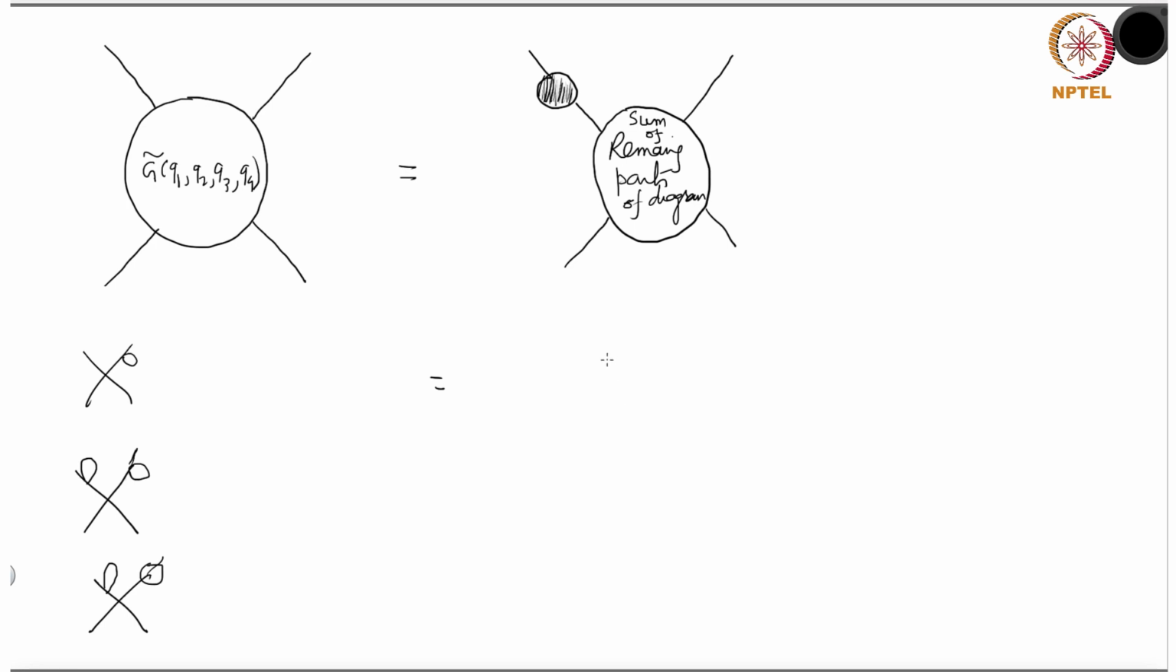So this blob contains all the corrections, and if I repeat the argument, then it's clear that I should be able to write it as this.